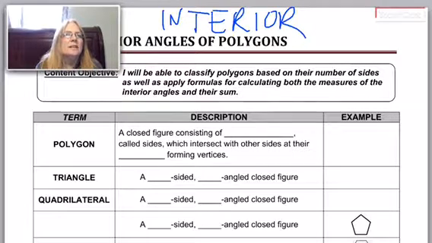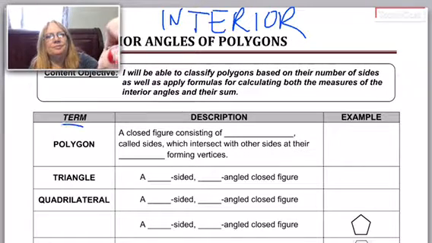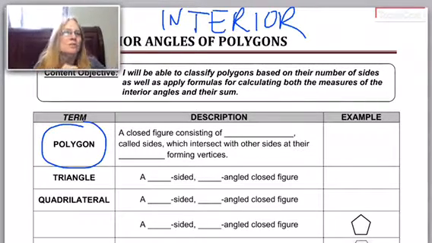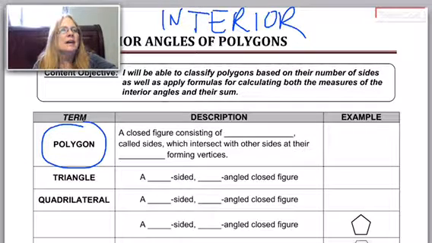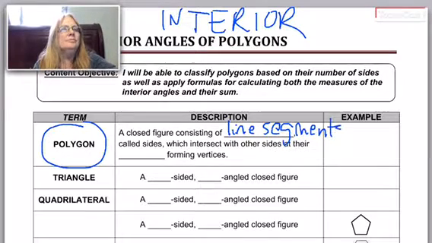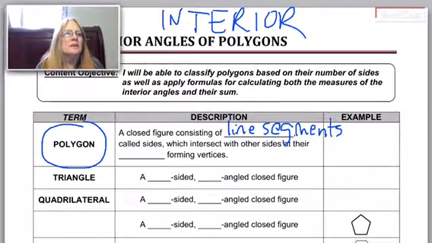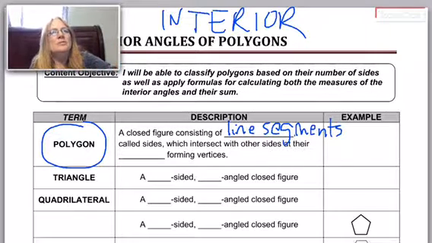This lesson is called Interior Angles of Polygons, and it's the beginning of a new section for us where we're going to start working with different polygons. Okay, so first, the definition of a polygon. A polygon is just a closed figure consisting of line segments called sides, which intersect with other sides at their endpoints, forming vertices.